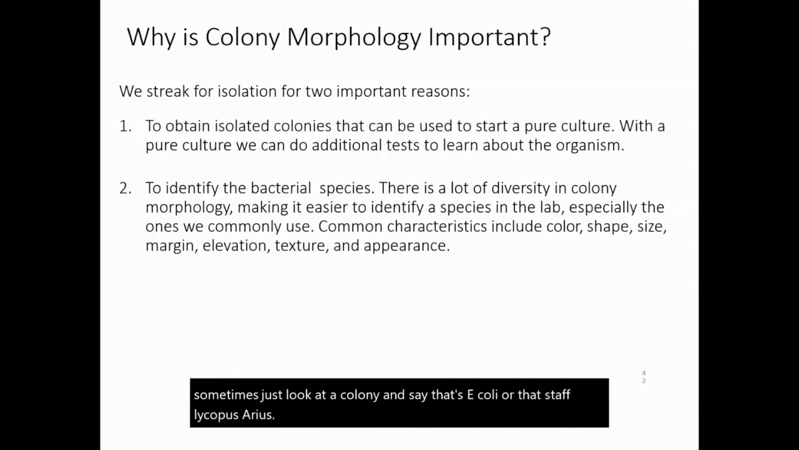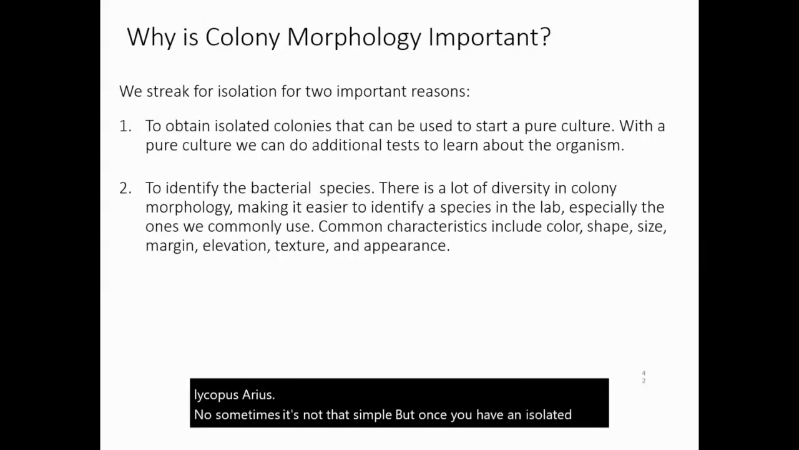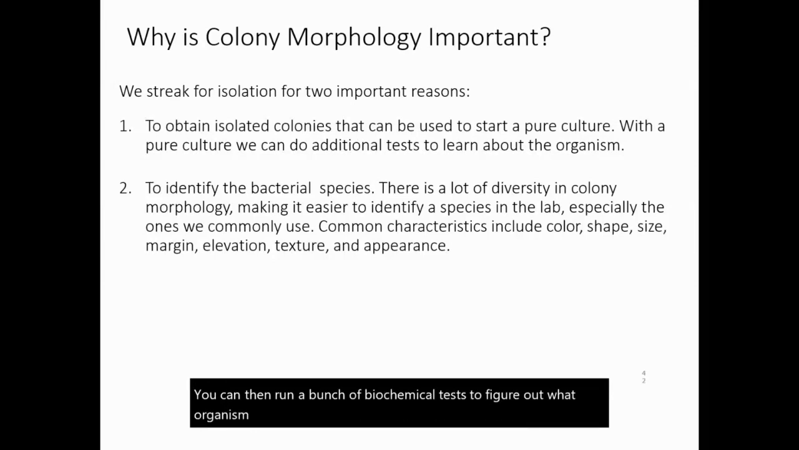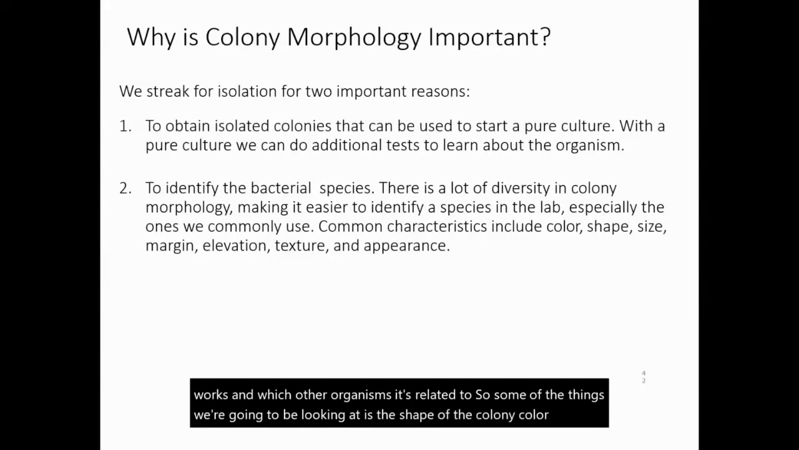Now, sometimes it's not that simple, but once you have an isolated colony, you can then run a bunch of biochemical tests to figure out what organism that is, or if it's a newly discovered organism, figure out how it works and which other organisms it's related to. So some of the things we're going to be looking at are the shape of the colony, color, size, elevation, all sorts of things. So let's go ahead and look at some of those categories.